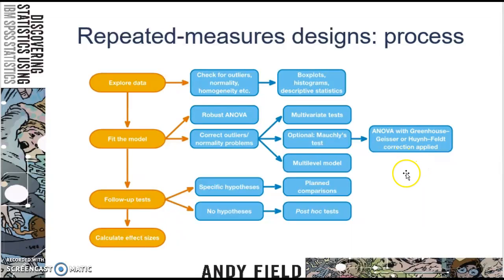All right. And then you're going to do follow-up tests. So if you wrote specific hypothesis statements, then you would do planned comparisons. All right. If you had no specific hypothesis statements, you would run post hoc tests, and then ultimately you calculate effect size. So this is just the order of operations in the sense of how you would run your factorial ANOVA.